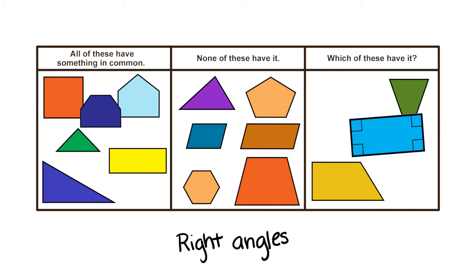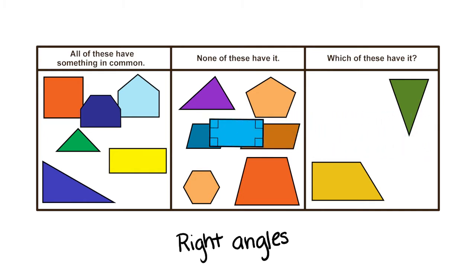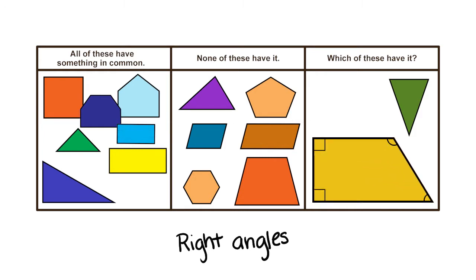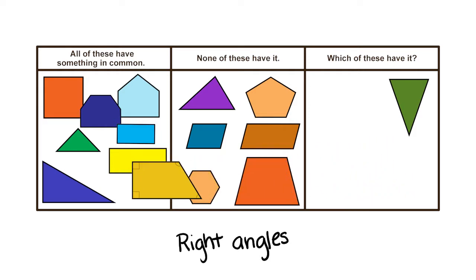The next shape is a rectangle. It has 4 right angles. Let's also include this shape in our set. Next, we have the yellow right trapezoid. It is called a right trapezoid because it also has a right angle. We will include that shape in our set.